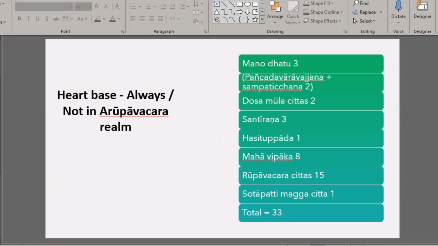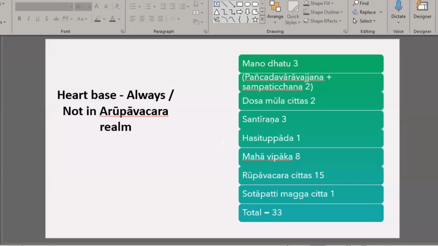Arupa Brahmas cannot see, cannot listen, cannot smell, cannot taste, or cannot experience tangible objects, cannot touch. Therefore, those chittas do not arise in the Arupavachara realm or in Arupavachara beings. Therefore, these three chittas always arise based on heart base when they arise in the Kama realm and also the Rupa realm.